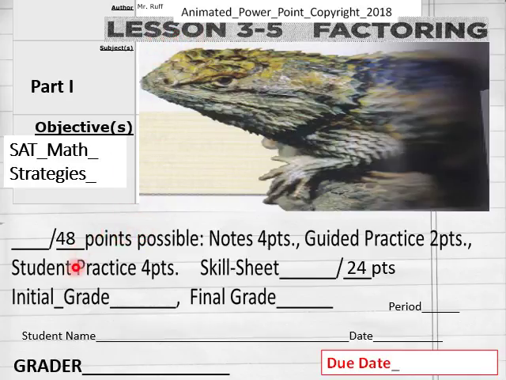In 3.5 here, we have 48 points of notes to take, and we have a skill sheet at the end of this lesson for 24 points. The solutions to that would be available with a solution.